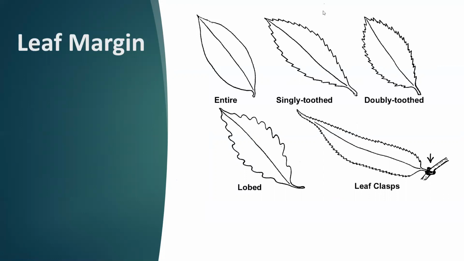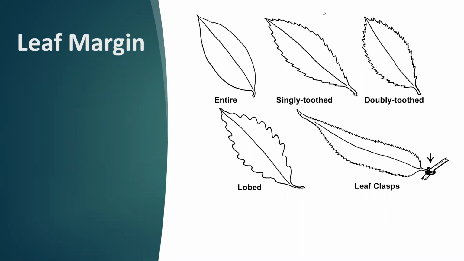And so they essentially look like a saw blade. Now the doubly toothed, or as some people call it, doubly serrated, are essentially a tooth with another smaller tooth inside of that first tooth. And I know that might seem kind of ambiguous, but as you see some of the examples we go through later, that will make a lot more sense.